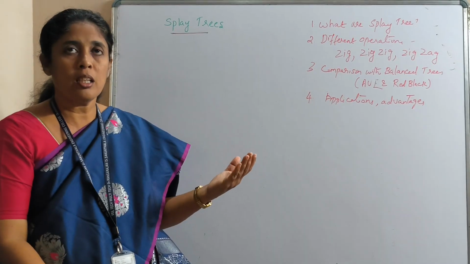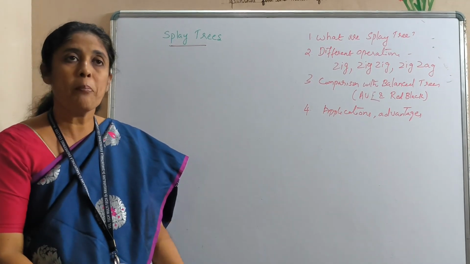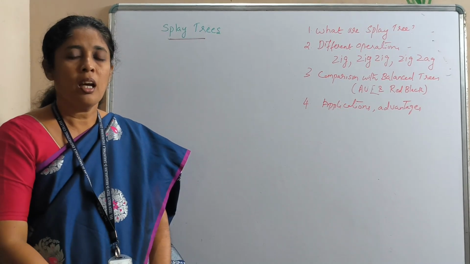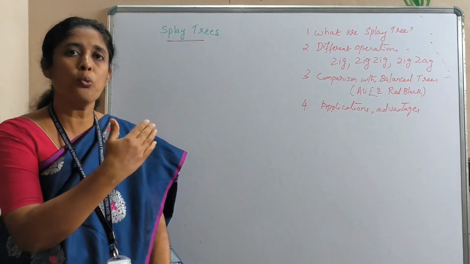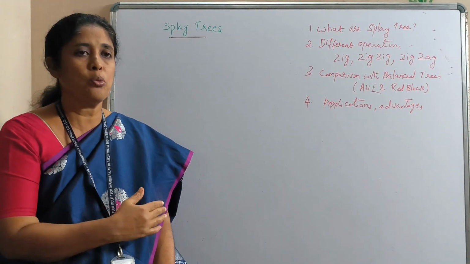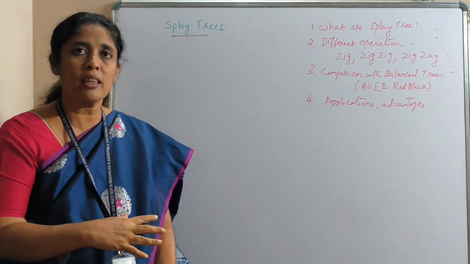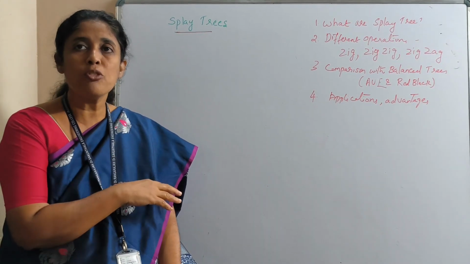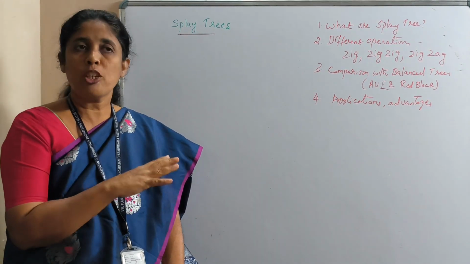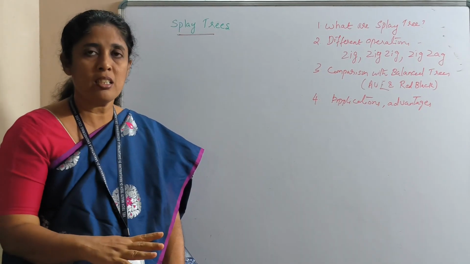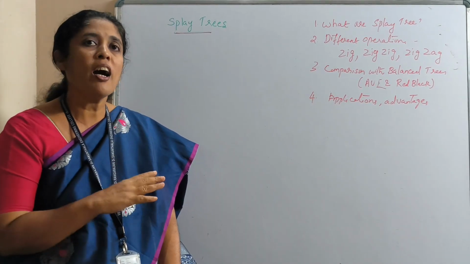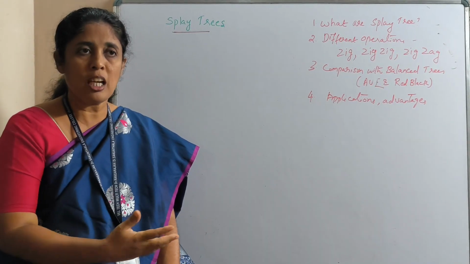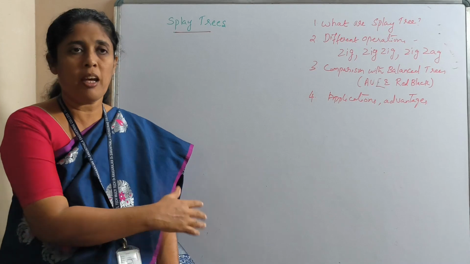A splay tree is also a binary search tree. We already know what a binary search tree is: the element on the left is less than the root node and the element on the right is greater than the root node. If the arrangement is like that, we call it a binary search tree. Many have confusion whether the splay tree is a balanced binary search tree. Actually, no, it is not. It is just a self-adjusting binary search tree. What a self-adjusting binary search tree is, we will see when we come to the actual topic.